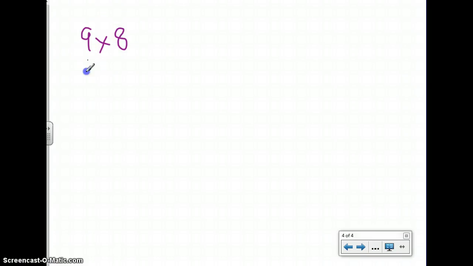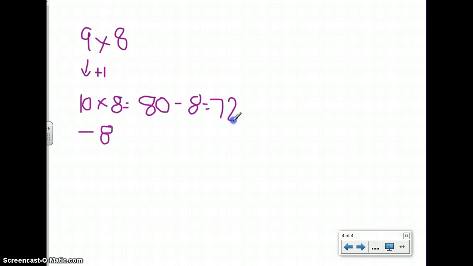Okay, well I don't know my 9s very well, but 9 is really close to 10, so I'm going to round this problem up. Instead of 9 groups of 8, I'm going to solve 10 groups of 8. Well, 10 groups of 8 is 80, but I only wanted 9 groups of 8, so I actually added on one extra group. So now I need to go back and subtract that group of 8. So 80 minus 8 is 72. So if 10 groups of 8 is 80, then 9 groups of 8 has to be 72 because I just subtracted 1 8 from my 10 groups.